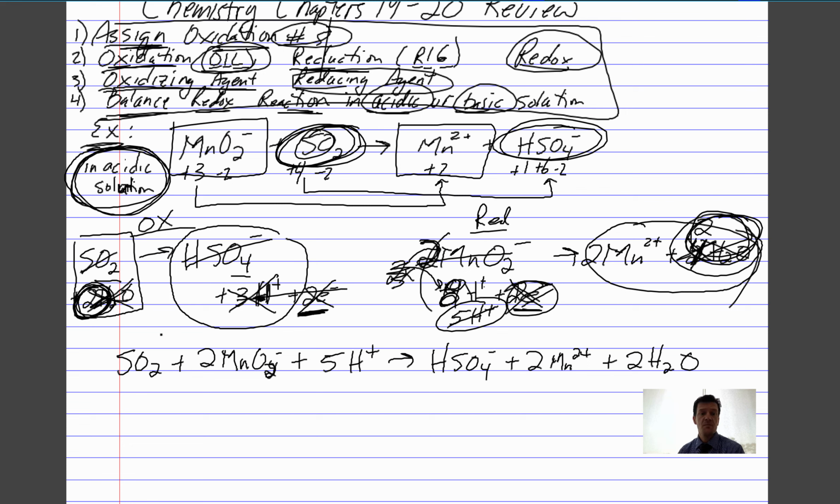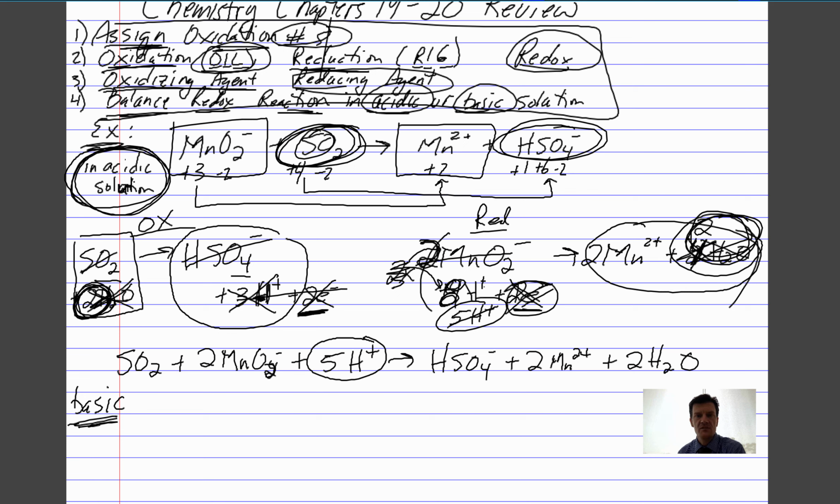Now all you do at the end is you say, oh, you know what? This really is not in acidic solution. It's in basic solution. So I'm going to neutralize all of these H pluses. I neutralize them by adding the same number of hydroxides. And if I just brought in 5 hydroxides on this side, I have to add 5 hydroxides on the other side. And now these 5 H pluses and the 5 hydroxides are going to make 5 waters.